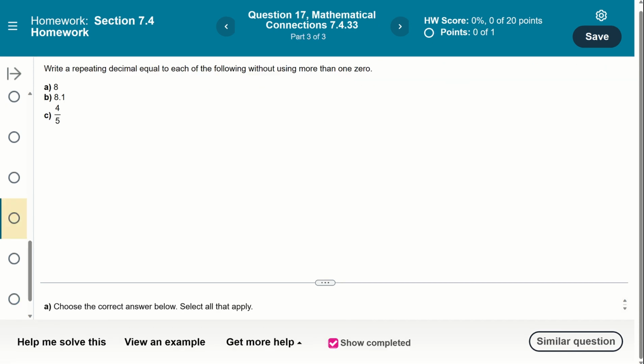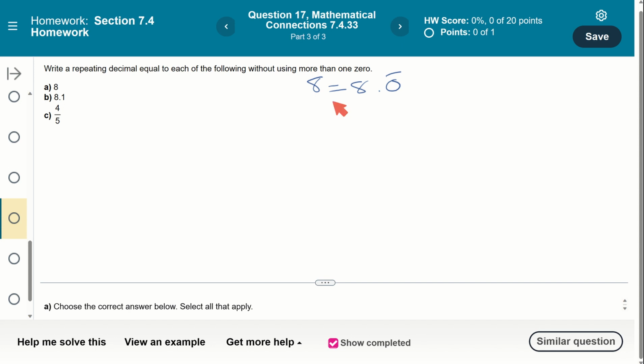All right, let's look at this one more problem before we call it the day. We want to write a repeating decimal that's equivalent to each one of these numbers. So when you have a whole number like 8, of course, there is one easy way out. You can just say this is 8.0 bar, right? That is actually a correct answer, but what if we wanted to get a little bit trickier?